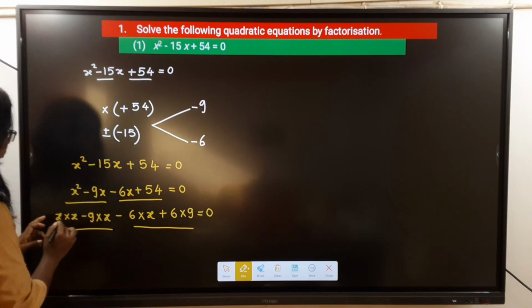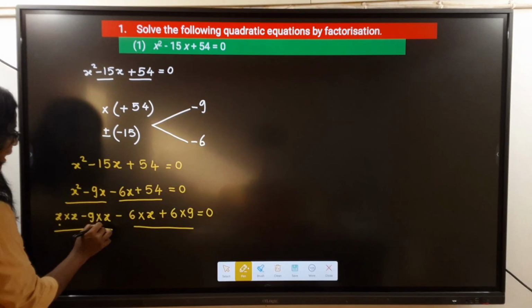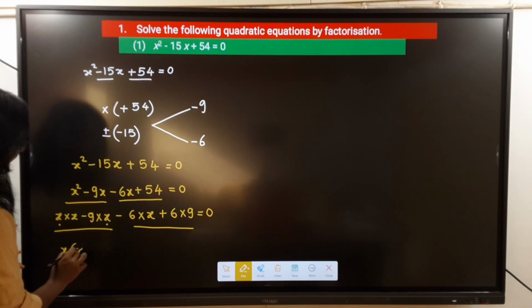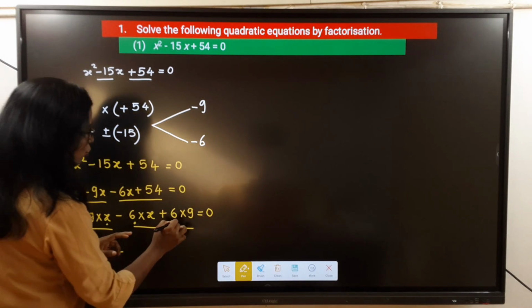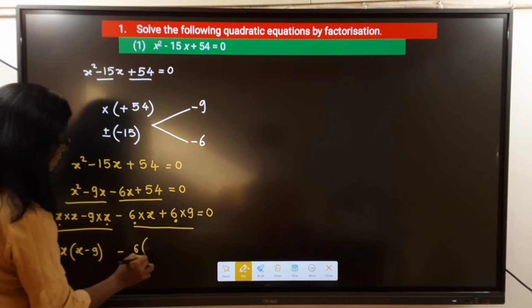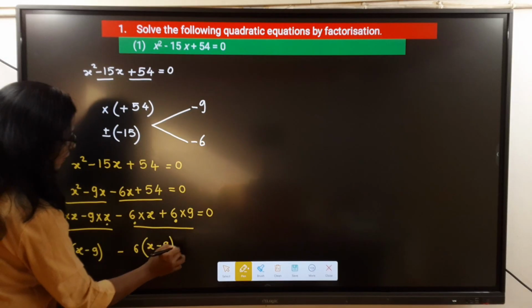Then here students, from this group there is a common x. So x in the bracket x minus 9. Then the minus sign as it is. Then from this group the common is 6. So 6 in the bracket x minus 9 is equal to 0.